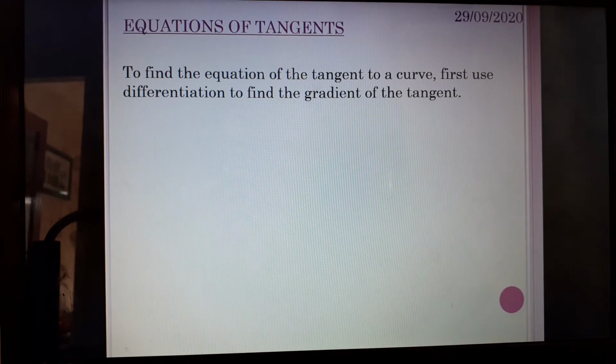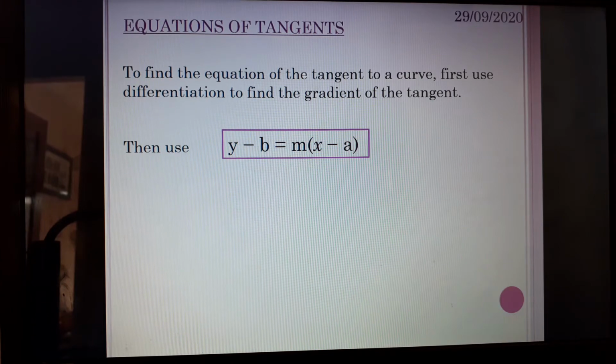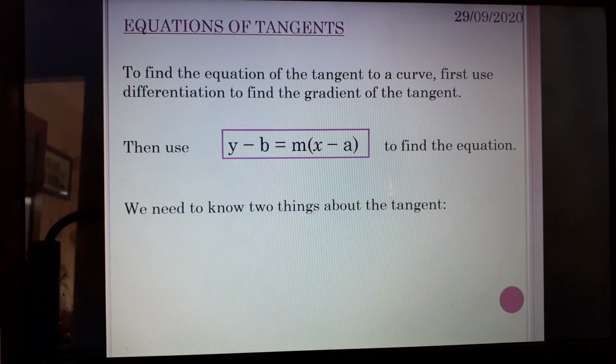So to find the equation of the tangent to a curve, we're first going to use differentiation to find the gradient of the tangent, okay? So remember I said that the gradient of the tangent to the curve is one of the triggers for a differentiation question, because we know dy by dx is equal to the gradient, or f dashed of x is equal to the gradient at a particular value of x. And then we're going to use the straight line formula to get the equation of the actual straight line. We use the y minus b equals m bracket x minus a formula to get the equation.